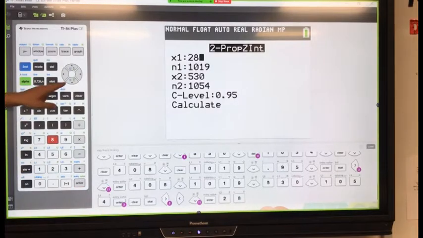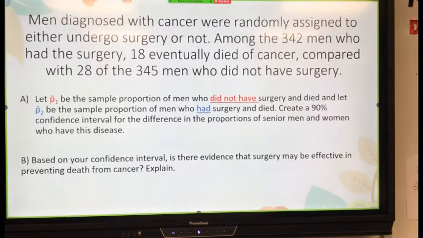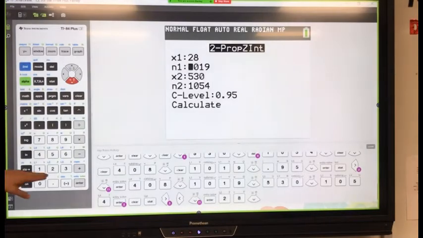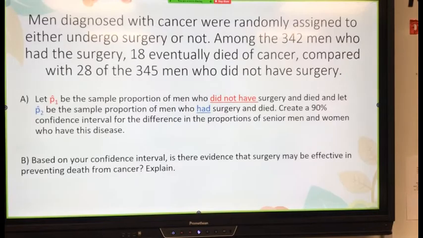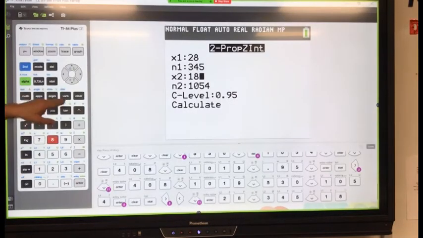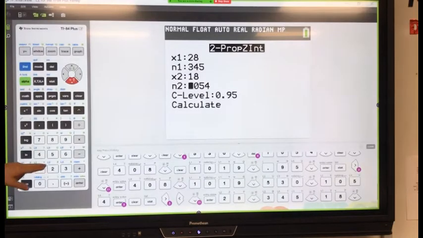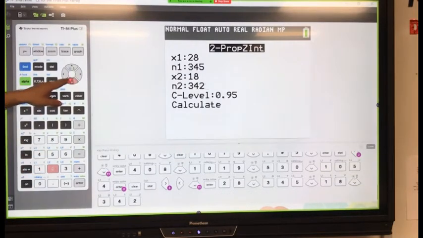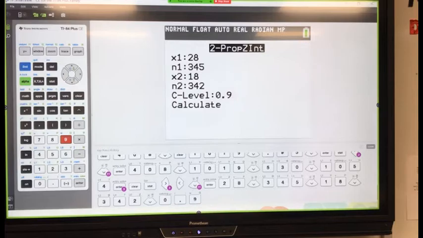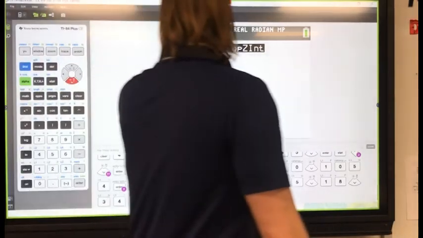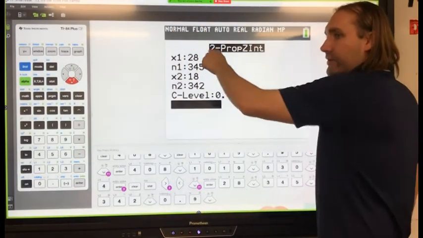Again, make sure you keep track. Pay very close attention to what you're calling 1 and 2. So out of 28, what was my N value? 345. And then X2 is 18, and N2 is 342. And then what did you have as your confidence interval? 90. 0.9.